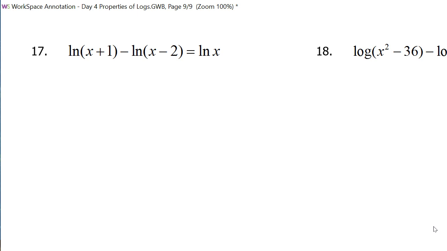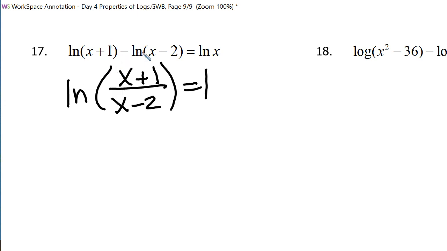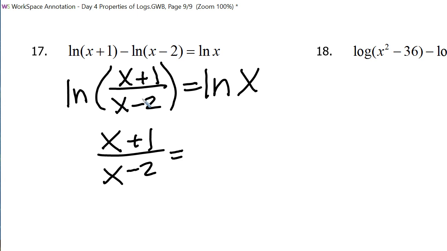Number 17. If you have subtraction, what do you change that to? Division. So this would be natural log of x plus 1 divided by x minus 2 equals natural log of x. What do I do next? I need to use the property of equality. So set these equal. So this would be x plus 1 over x minus 2 equals x.